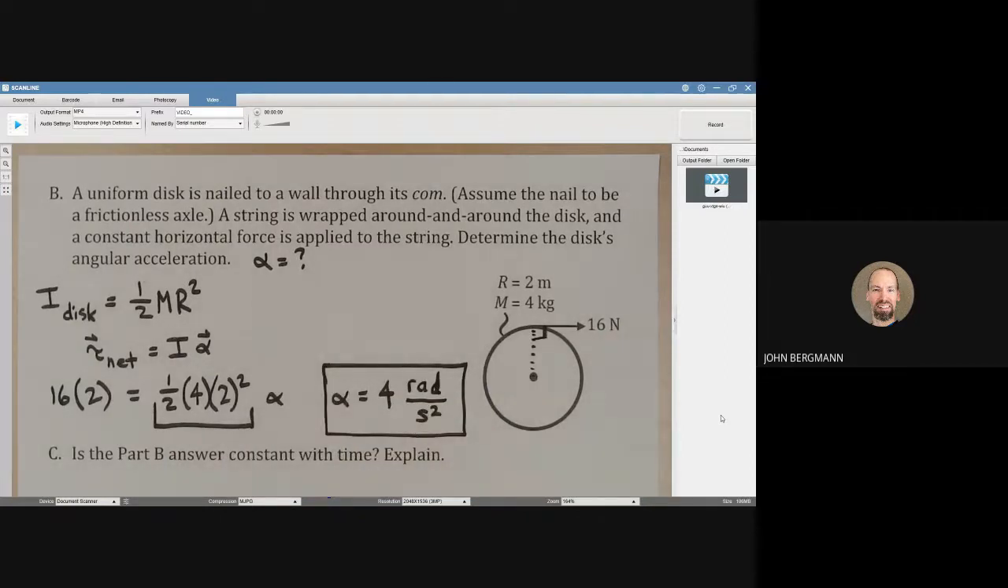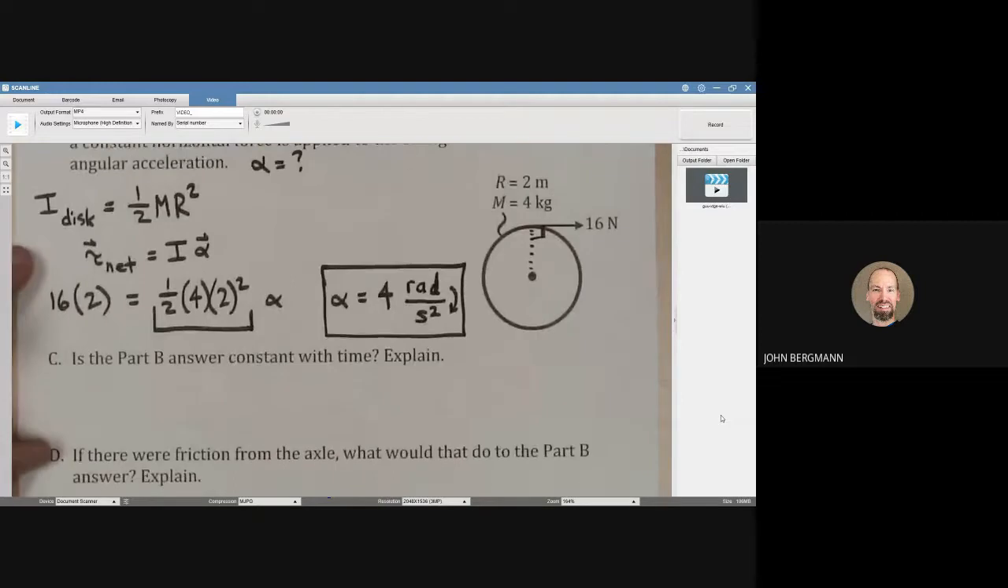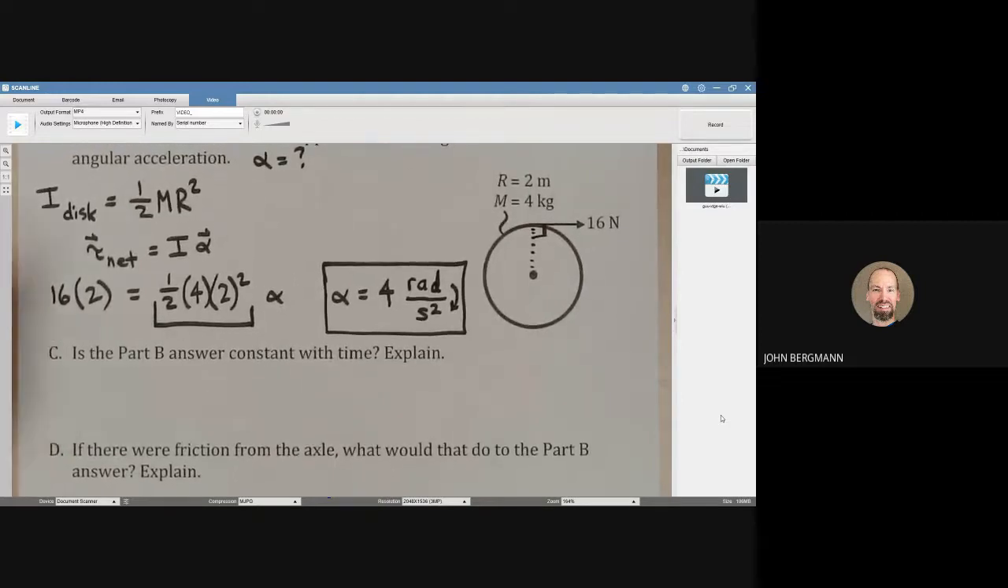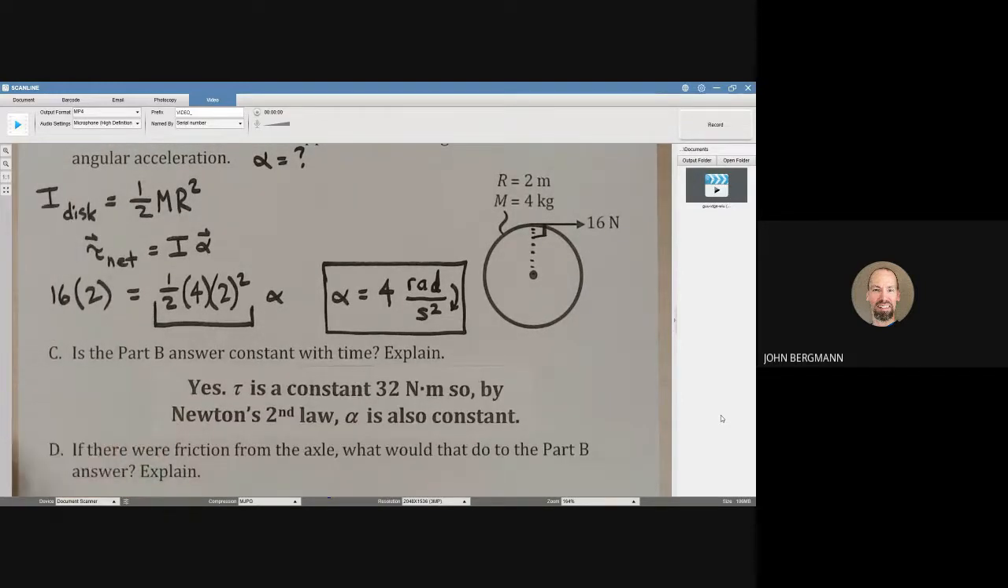So there we go. If we want to put a direction on that, we could put a little curved arrow like that. We can say it's going to be clockwise. You can tell by the picture. Is part B constant with time? Yes, it is. And the reason for that is that tau is a constant 32 newton meters. You can see on the left side here, tau is 32, 16 times 2, and that's not changing with time, it's constant. So if the net torque is constant, then the angular acceleration is also constant.